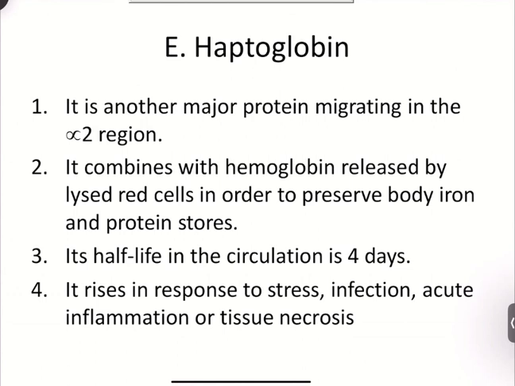Its half-life in circulation is about 4 days. It rises in response to stress, infection, acute inflammation, or tissue necrosis. Okay? Bakit tissue necrosis? Bakit inflammation? Bakit infection? And bakit stress? Because they increase the cell death of your RBC. That's why after that you will also notice an increase in your haptoglobin.